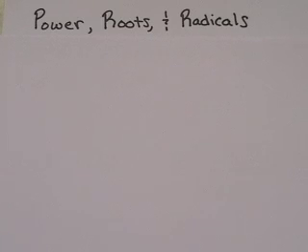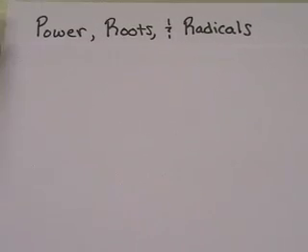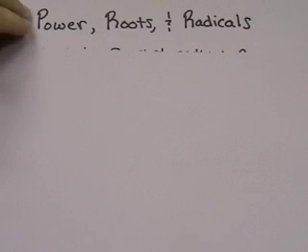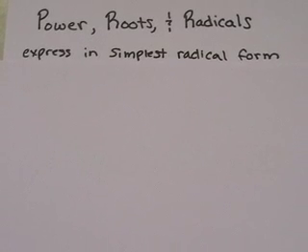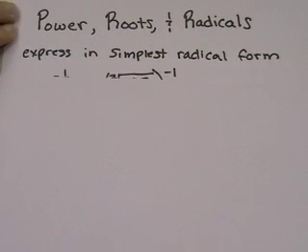Chapter 7 is on powers, roots, and radicals. We're going to look at a few examples from each section in Chapter 7. We're going to deal with powers, roots, and radicals in a couple different forms. The first set of examples we're going to look at will be express in simplest radical form. So we're going to express the rational exponent in simplest radical form.